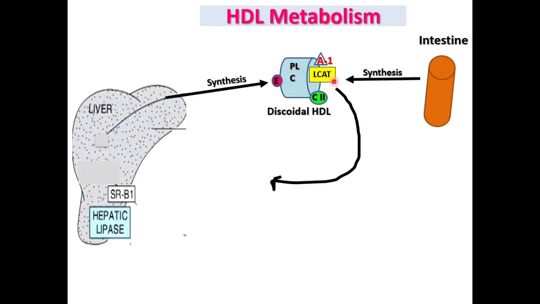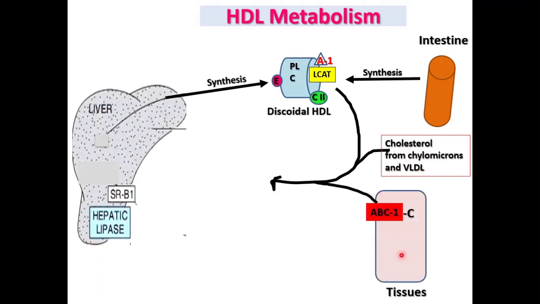Nascent HDL then picks up cholesterol from other lipoproteins like chylomicron and VLDL. It picks up the cholesterol also from the tissues via the ABC. ABC is ATP binding cassette protein 1. It accepts cholesterol from the tissue, it transports cholesterol across the membrane, and then the cholesterol is converted to cholesterol esters by the action of LCAT.